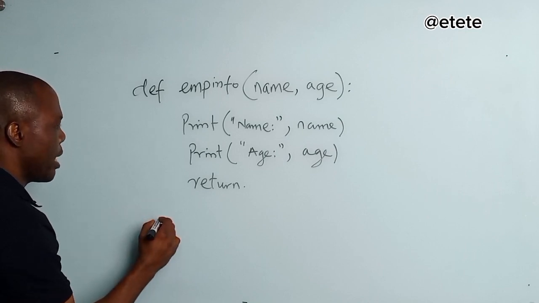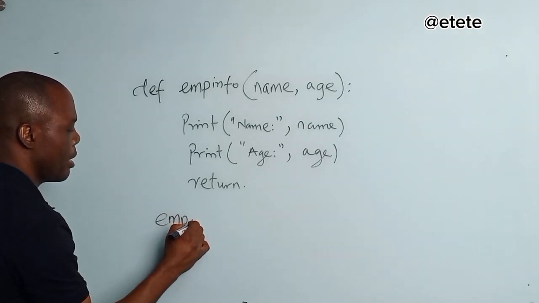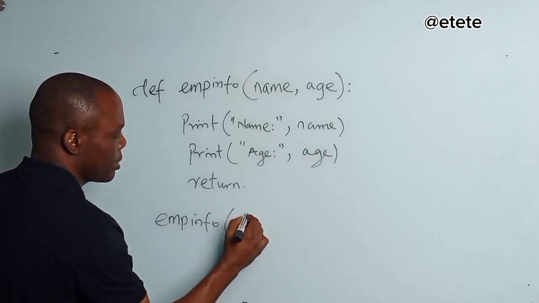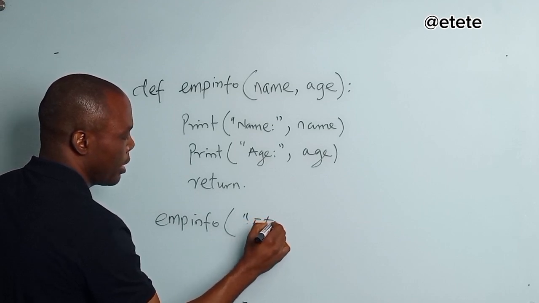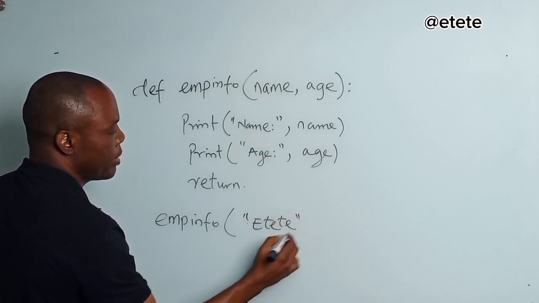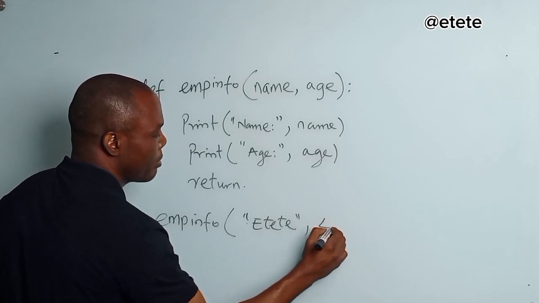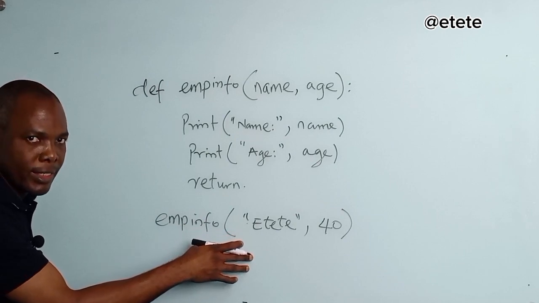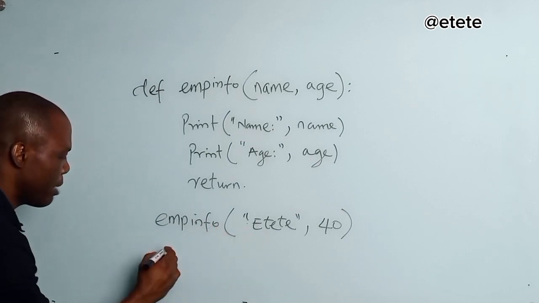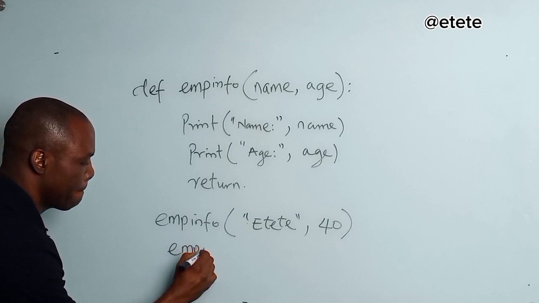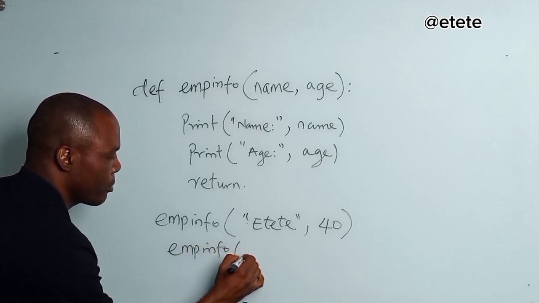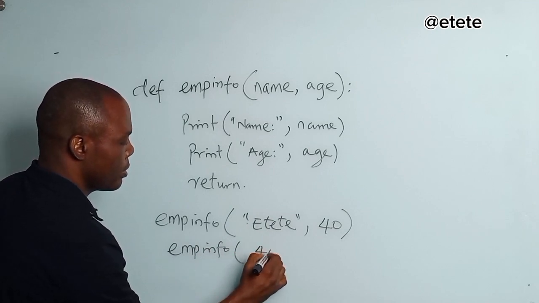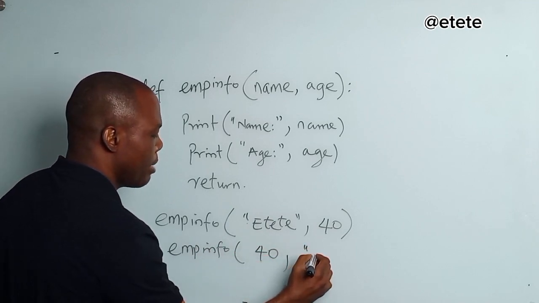So I will just say emp employee info. Now, I'm going to supply a name to it, which is a theta. So I'm supplying a theta to it. Then here I'm going to supply, okay, 40 to it. Now, looking at this, right? This is positional. Okay, let me call the function again. And then here I am going to put 40 here, and then I'm going to put a theta here.